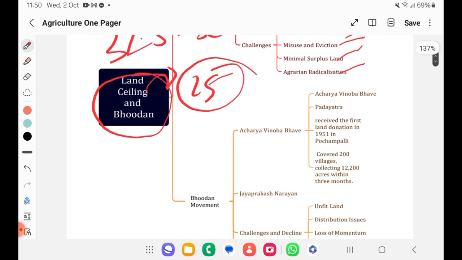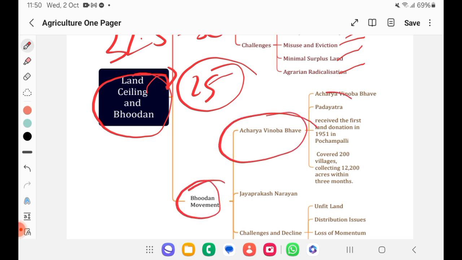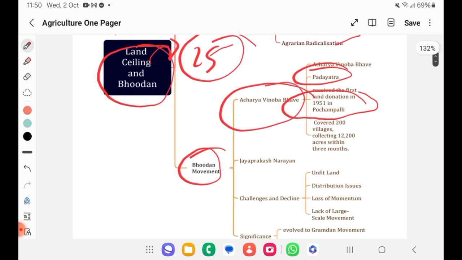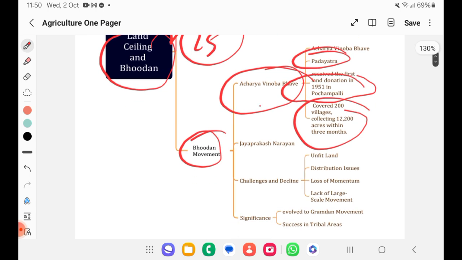Later, once the land ceiling act came, the Bhudan movement started by Acharya Vinoba Bhave. He started Padayatra. He received the first land grant or donation in 1951 in Pochampalli. He covered 200 villages and also collected 12,200 acres. Later Jayaprakash Narayan also followed the same movement.